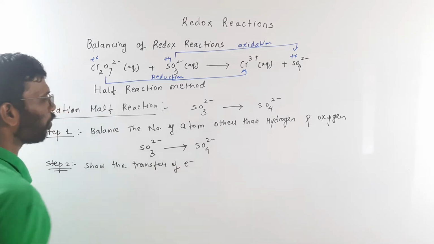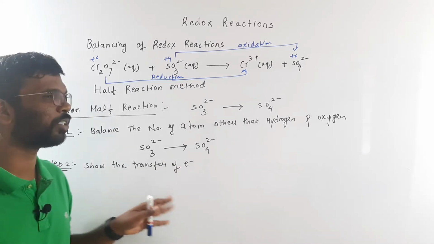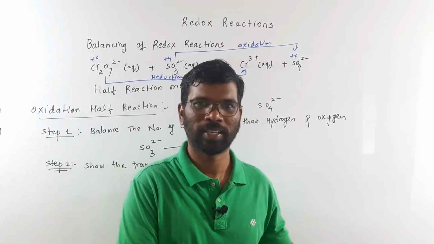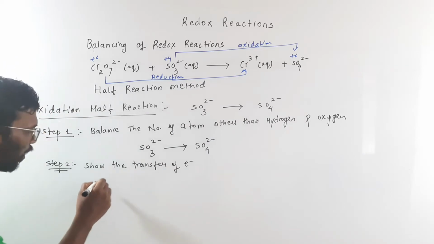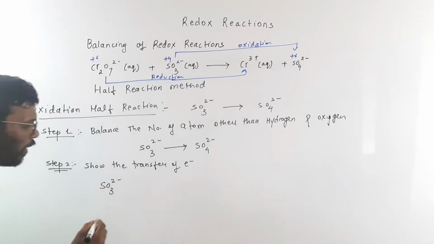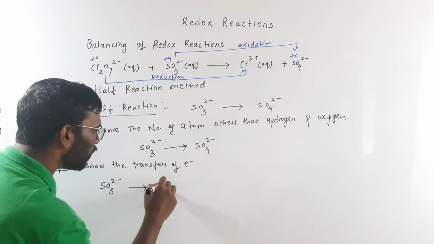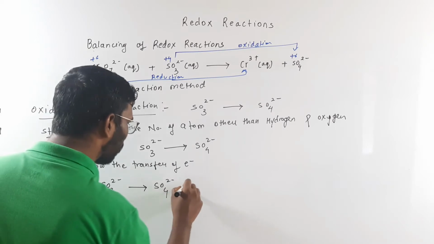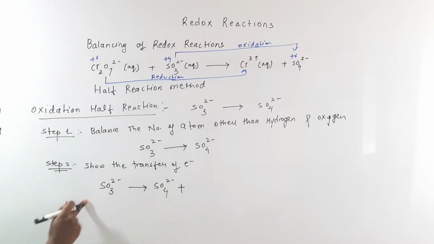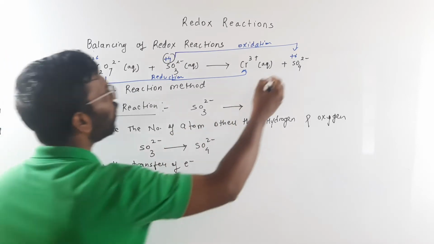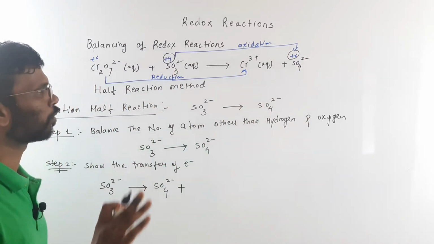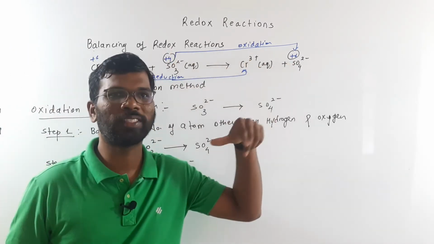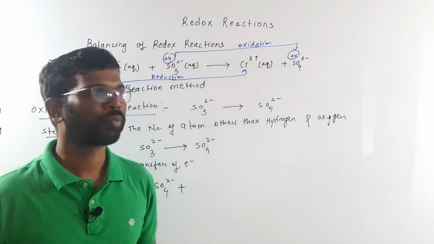Transfer of electron. So this is oxidation. Whenever it is oxidation, it is loss of electron, right? And we will show how many electrons are lost on the right side of the reactant. So here SO3 2 minus, I am writing as SO4 2 minus, plus, for changing sulfur from +4 to +6, how many electrons are lost? What is the difference? +4 to +6, 6 minus 4, it is 2. It is simple.